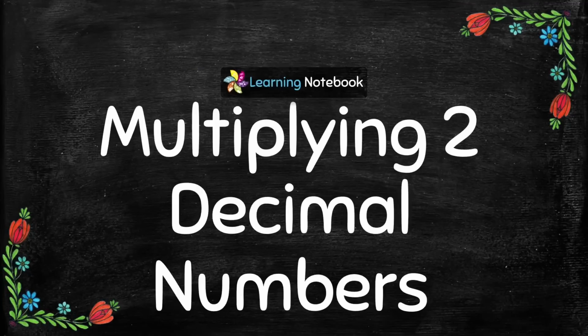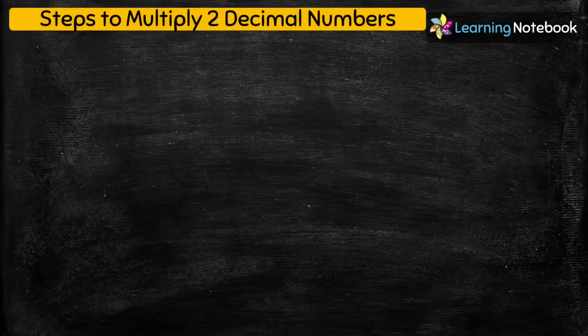So now students, I am sure you have learned multiplication of decimal numbers by 10, 100 or 1000 without actually multiplying. Now let's learn multiplication of two decimal numbers. So there are some steps to multiply two decimal numbers. Let's understand these steps with the help of an example. We have to multiply two decimal numbers 0.3 and 0.4.